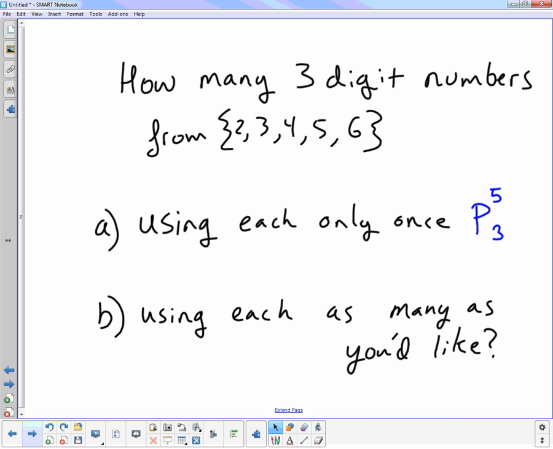So compute that beast first. I don't understand. Are you talking about part B? Or are you talking about part A? Part A, I have a buffet of 5 numbers, and I can pick 3 and make a number out of it.